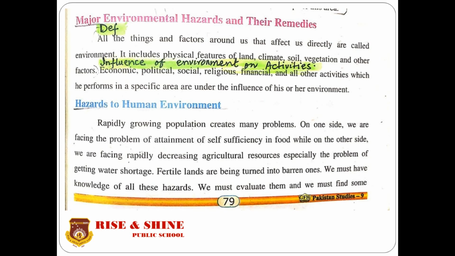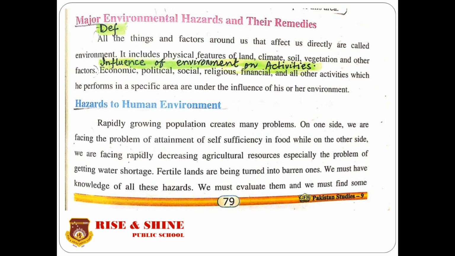Now write here the definition. All the things and factors around us that affect us directly are called environment. What is environment? All the things and factors around us that affect us directly are called environment. It includes physical features of the land, climate, soil, vegetation and other factors.